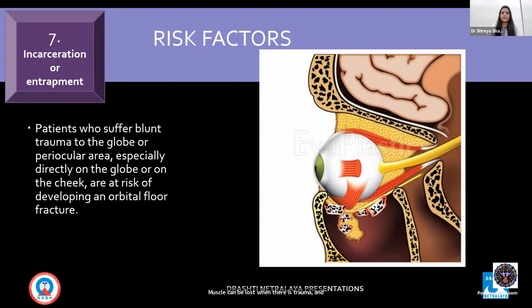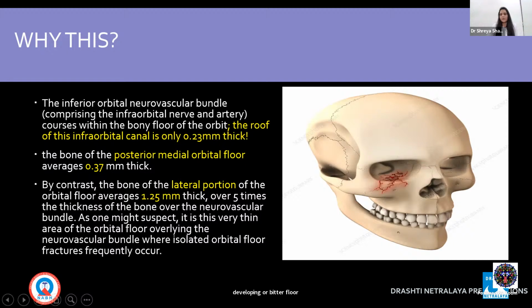So patients who usually suffer blunt trauma to the globe or particular periocular area, especially directly on the globe or on the cheek, are usually at risk for developing an orbital floor fracture. Why is this? Because if you look at it, the infraorbital canal is only 0.23 millimeter. Otherwise, the posterior medial orbital floor is 0.37 millimeter and the lateral portion is 1.25 millimeter. So this portion is prone to more damage.